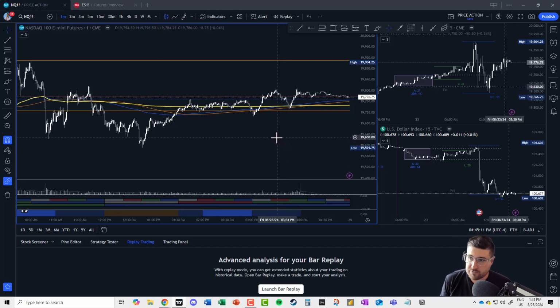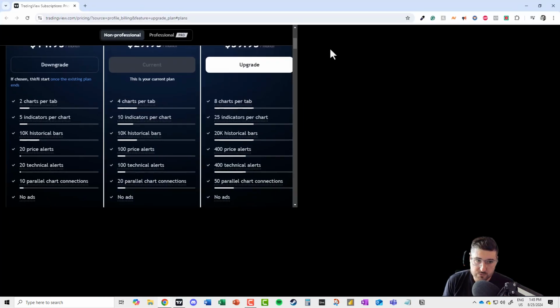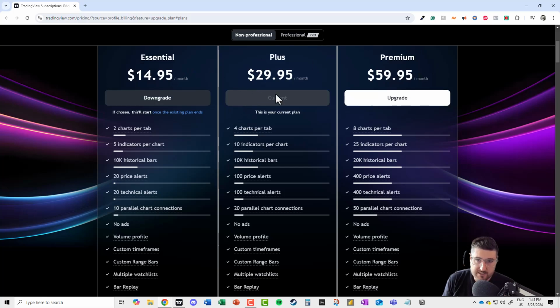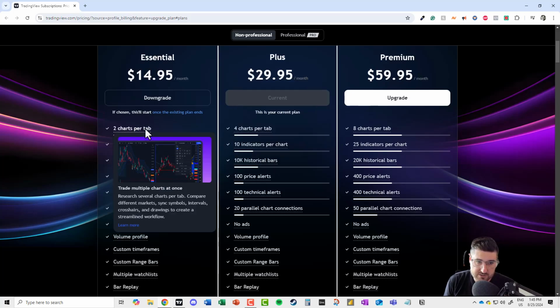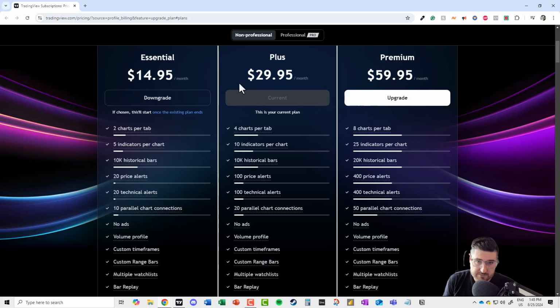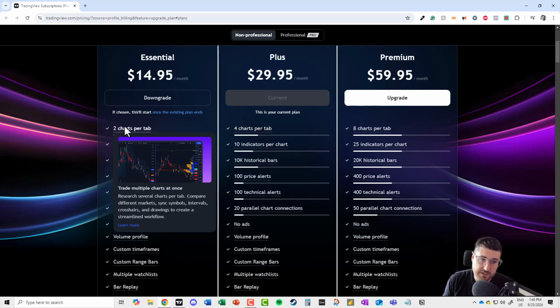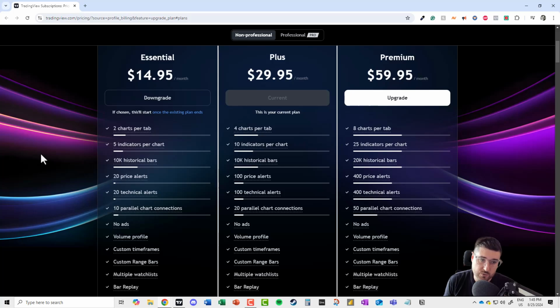So first things first, on TradingView, you will need to get one of these. I currently have the Plus account, but you need at least the essentials so you could be able to put the indicators on and have the chart set up. So I have 3 on mine, so I had to go up to the Plus so that way I could use up to 4. But you could set it up with just 2 or just have multiple tabs if you don't want to pay for it.